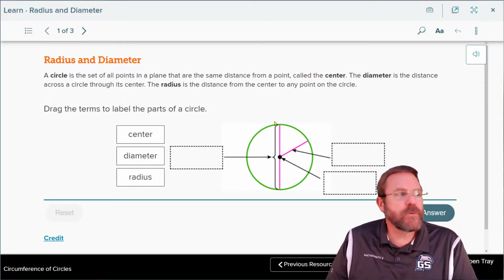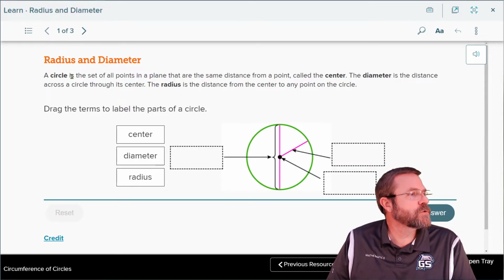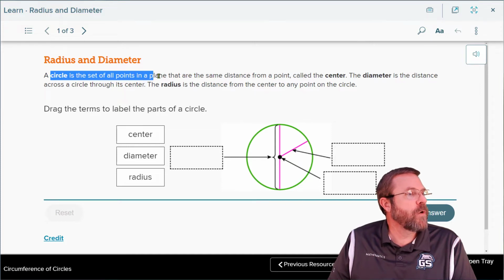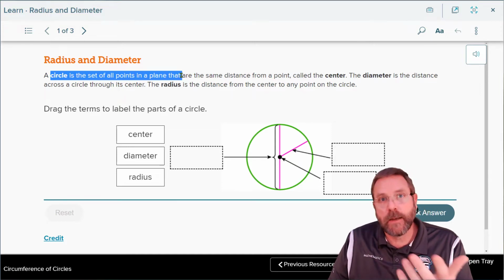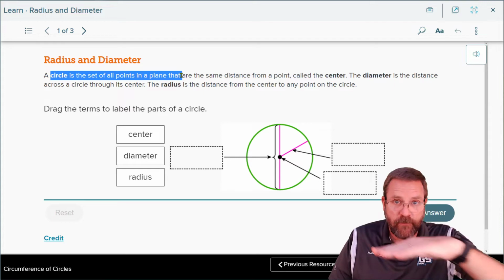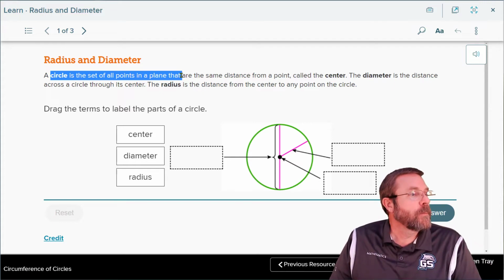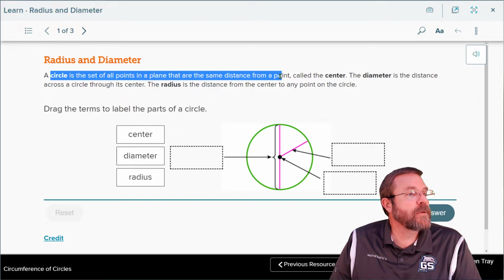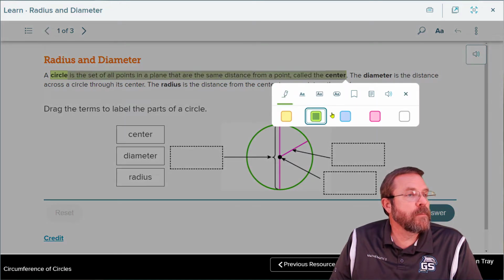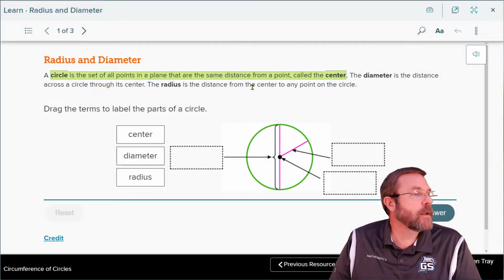And it's time for some definitions. The first of which is a circle, which is a set of all points on a plane, not the kind you fly in the sky, but a flat surface, is what a plane is defined as. A set of all points on a plane that are the same distance from a point called the center. And we're going to highlight that all green, but then we also have to highlight or define the center, which we'll see in a minute.